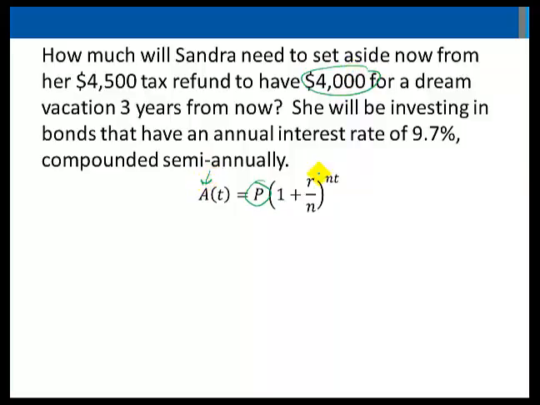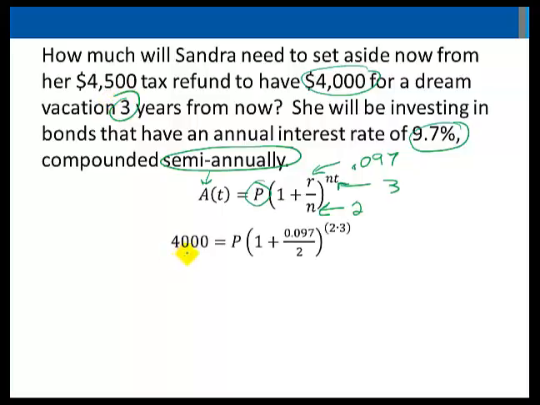R, our interest rate here, is 9.7%, which we will write as 0.097 in decimal format. And N, the number of times that interest is compounded per year, semi-annually means that N will be equal to 2 here. T, the number of years, is 3. Okay, so let's plug in all these numbers. We have 4,000 equals P times (1 plus 0.097 over 2) raised to the power of 6.